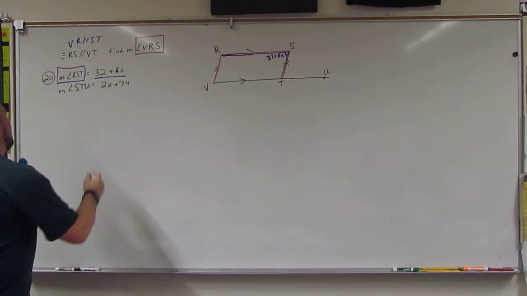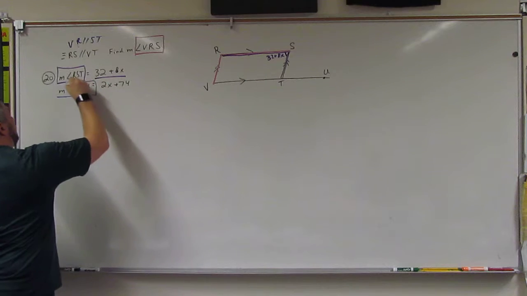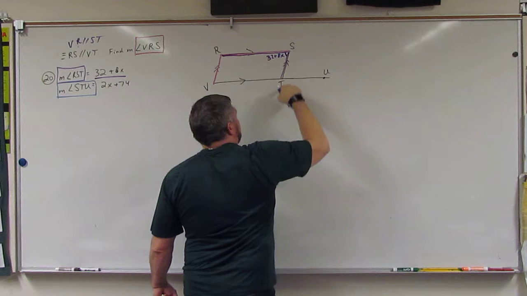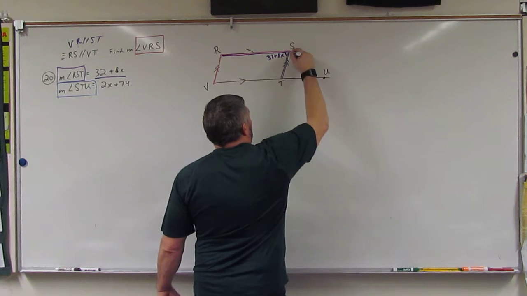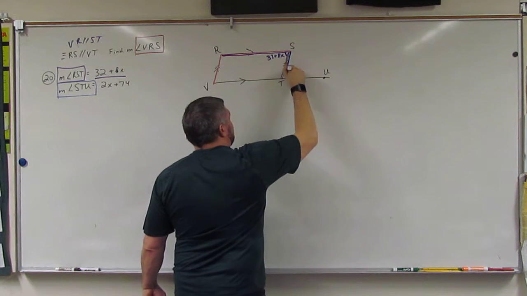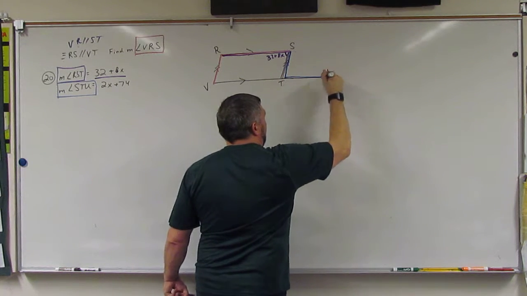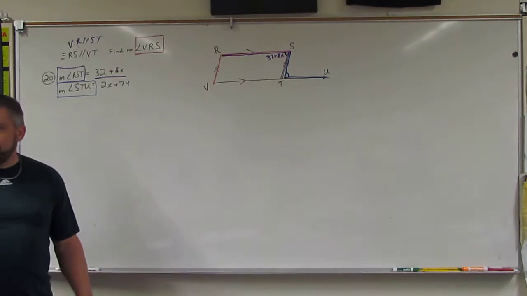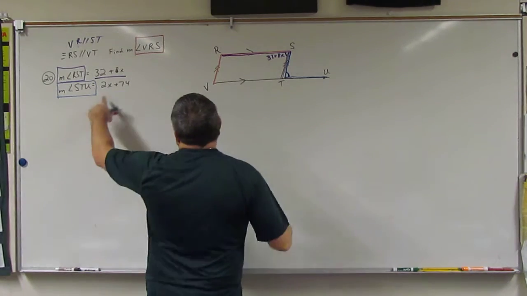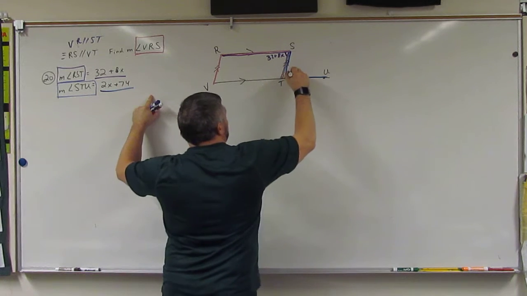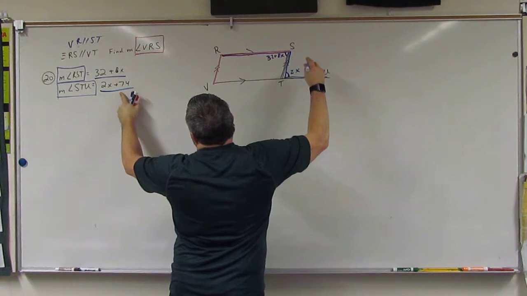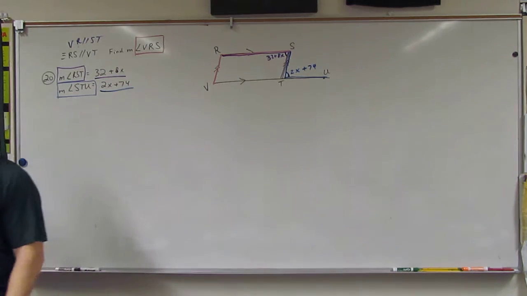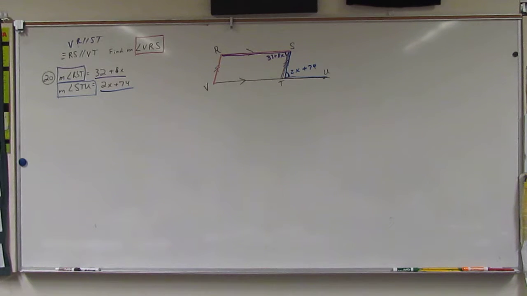Then I'm going to use blue. And blue is going to be STU. ST and U. That means I'm looking at this angle right here. ST and U. Okay? So this angle. And that's labeled 2x plus 74. Okay? 2x plus 74.